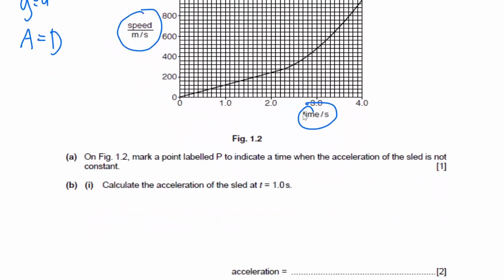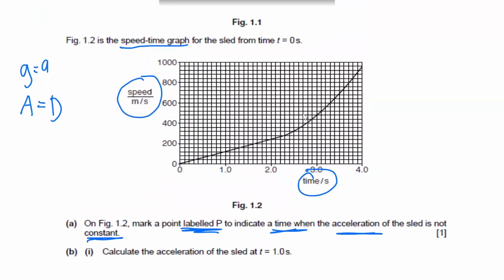Then the question says, on figure 1.2, mark a point and label P to indicate a time when the acceleration is not constant. Which part of it is not constant? No one drew a P. Where? How do I know the acceleration is not constant? A flat line like this is zero acceleration. This one is curving. Why is it this part that is the P?